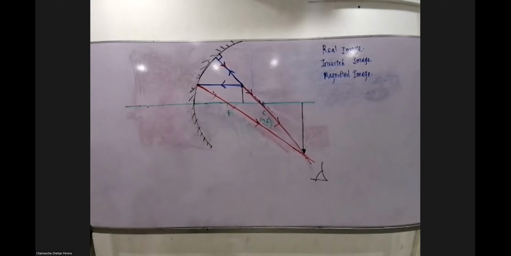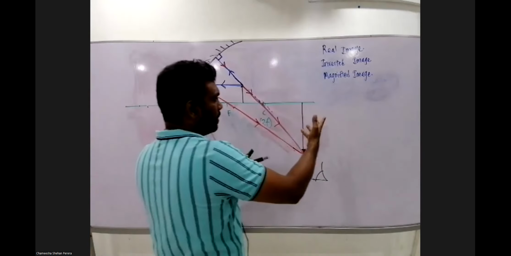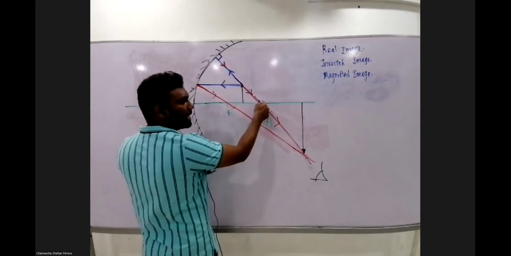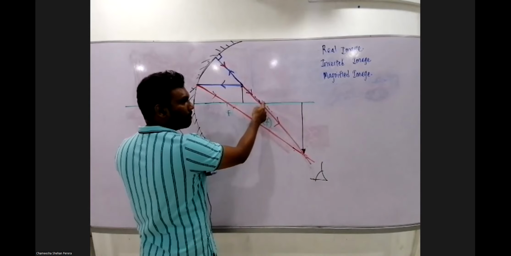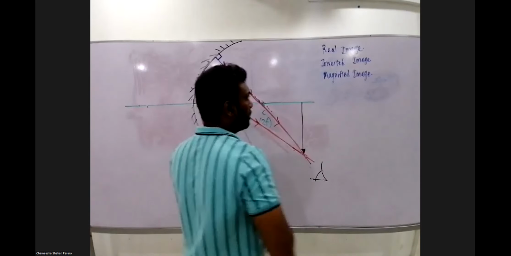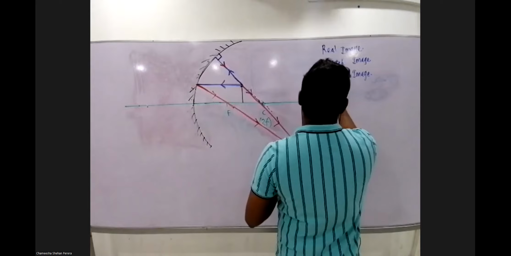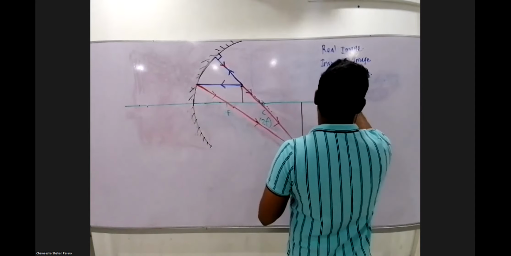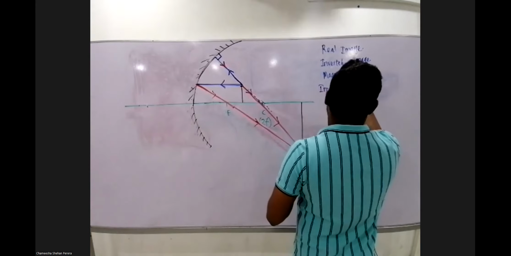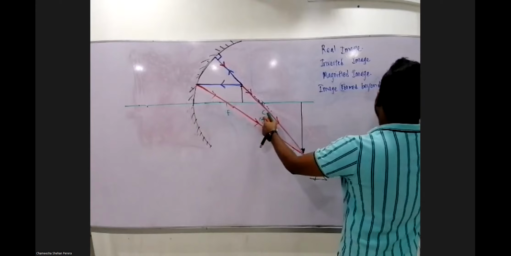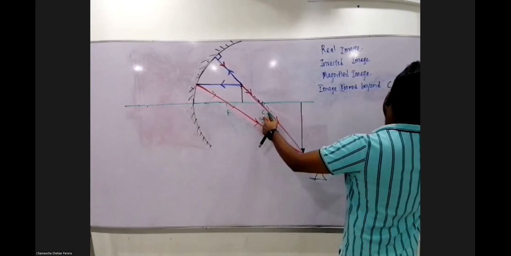It's outside the mirror. Is the image formed at point C? No, sir. Beyond C, isn't it? Yeah, exactly, beyond C. Image formed beyond C, the center of curvature. That means we call it 2F also.